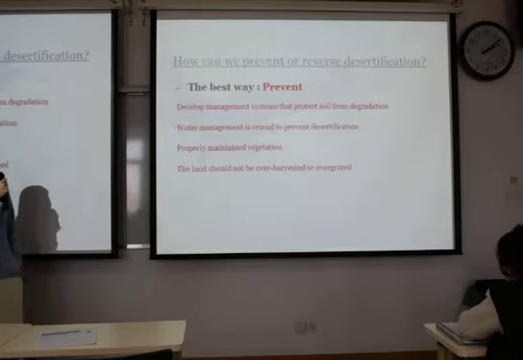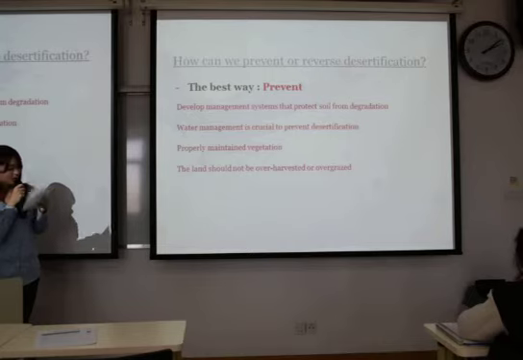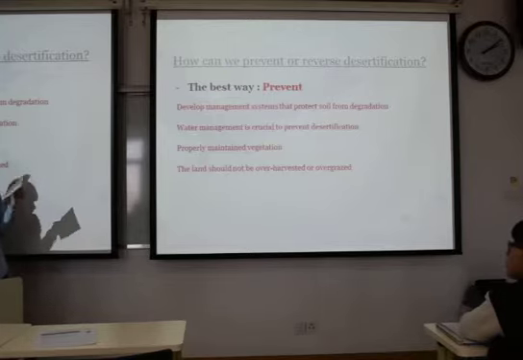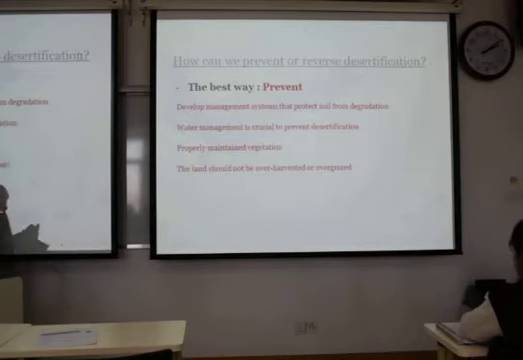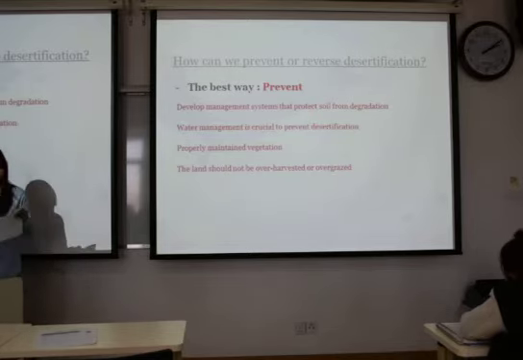Water management is crucial to prevent desertification. This includes management systems to capture water during heavy rainfalls and prevent fertile topsoil from running off with it. Without proper vegetation, wind and water will quickly erode topsoil. Properly maintained vegetation should be required in some places to prevent reduced rainfall caused by decrease in transpiration. The land should not be over-harvested or over-grazed.